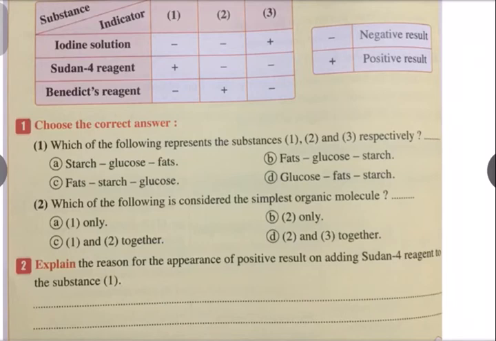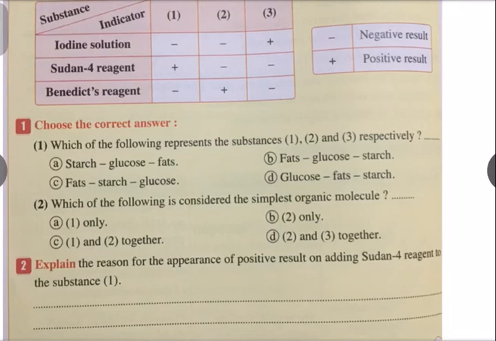Which of the following is considered the simplest organic molecule? The simplest organic molecule هو glucose only، عشان الجلوكوز ده C6H12O6. الستارش كتير من الجلوكوز، والليبيدز أكتر بكتير من إنه يكون C6H12O6. لو جمعتهم على بعض هو عنده 3 فاتي اسيد long chain of hydrocarbons، يعني كتير قوي من الكربون ومن الهيدروجين، ده غير الجليسرول.